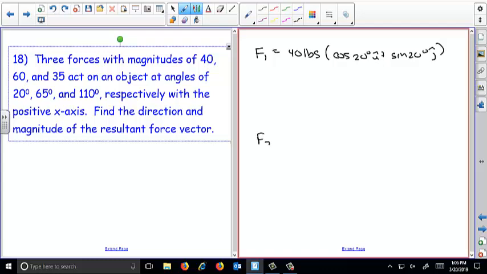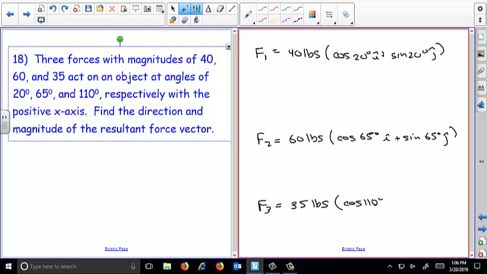Okay, F2 is going to be equal to 60 pounds times the cosine of 65 degrees I plus the sine of 65 degrees J. And F3 is going to be 35 pounds times the cosine of 110 degrees I plus the sine of 110 degrees J. So I'll let you multiply those out. I'll give you the answers.